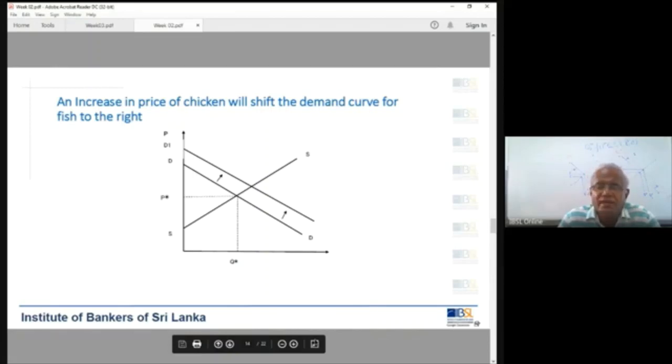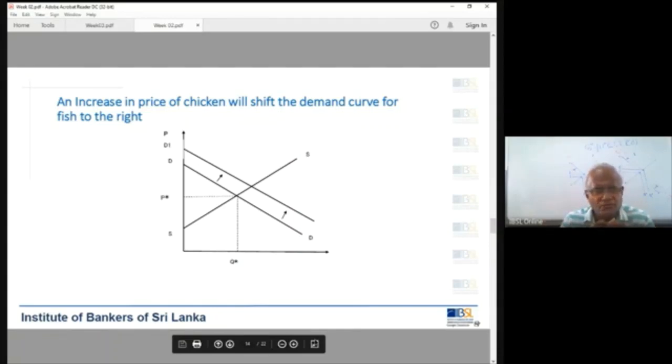Shift the demand curve to the left. Second example. As a result, price decreases. Now, this demand-supply diagram is a very important tool in economics. Very important tool. You can illustrate most of these concepts in applied economics in the country, right?